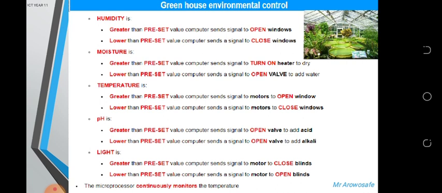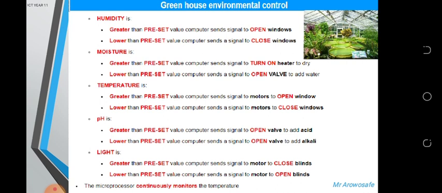So if temperature is lower than preset value, computer sends a signal to motor to close window. Now let's quickly move to pH. If pH is greater than preset value, computer sends signal to open valve to add acid. Don't forget that a pH sensor measures the acidity and alkalinity in water. That is the function of a pH sensor.